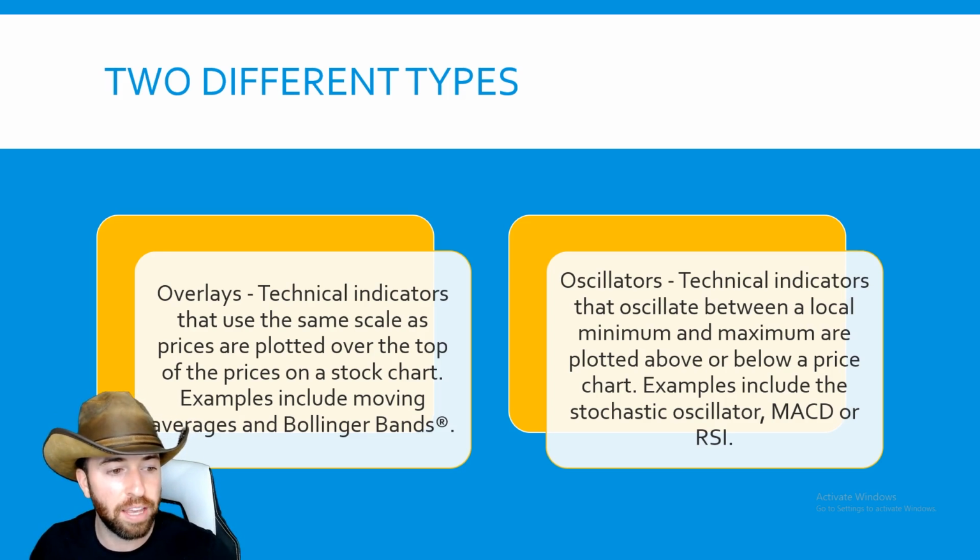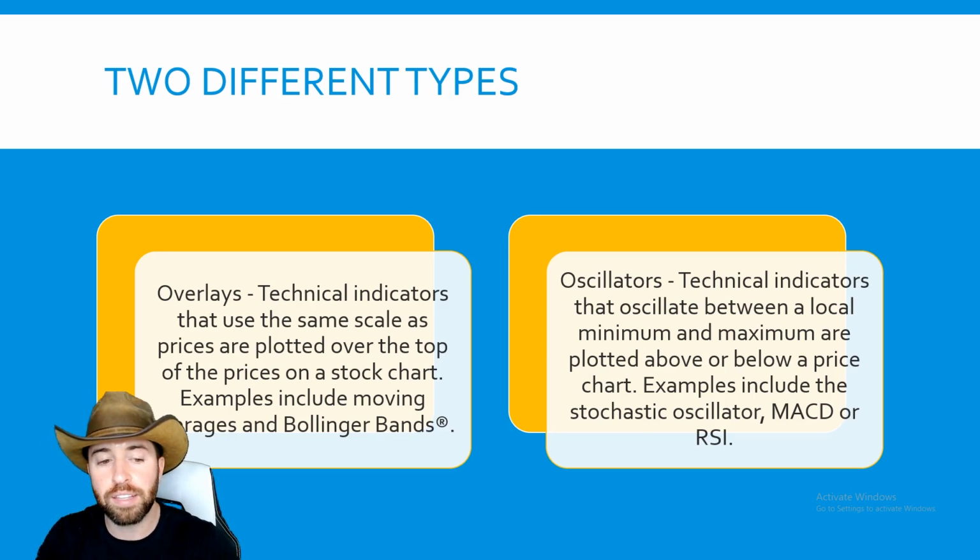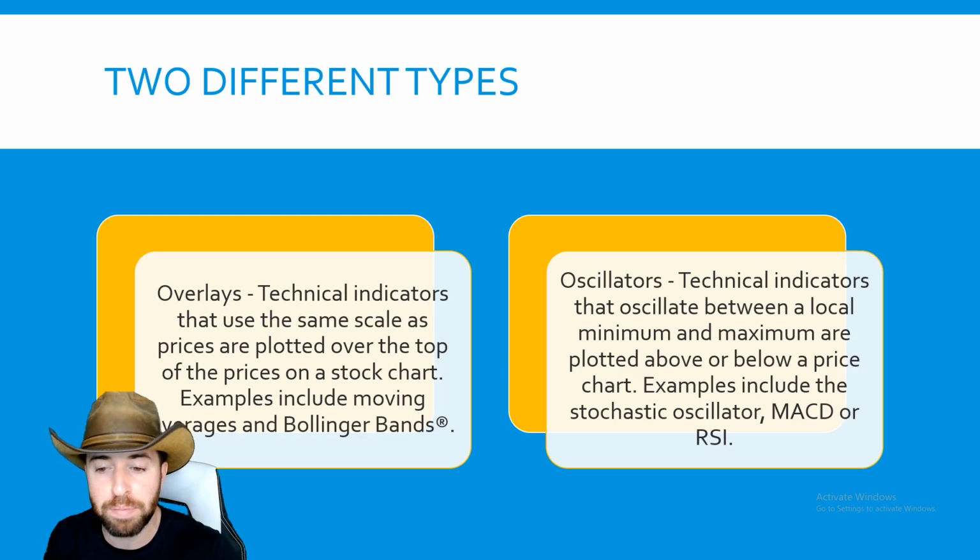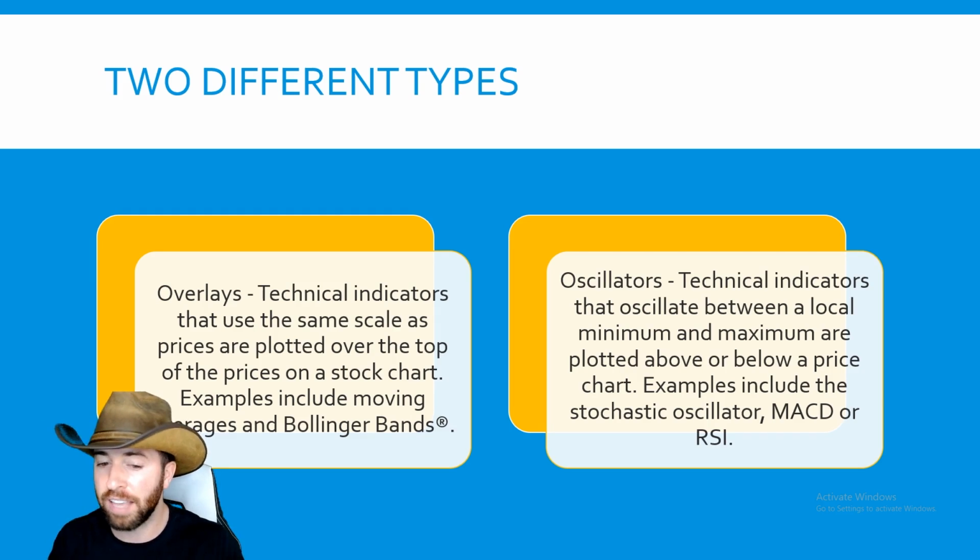So what we have right here is our overlays. Our overlays are going to be technical indicators that use the same scale as prices and are plotted over the top of prices on a stock chart. Examples would include moving averages and Bollinger Bands. Now, oscillators are going to be technical indicators that oscillate between a local minimum and maximum, and are plotted above or below a price chart. Examples include the stochastic oscillator, the MACD, or the RSI.